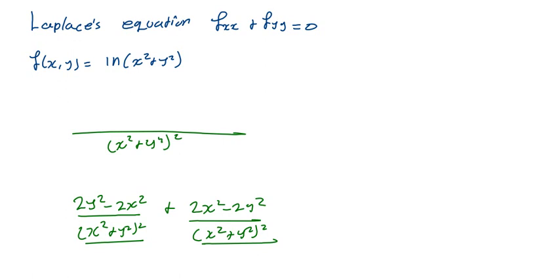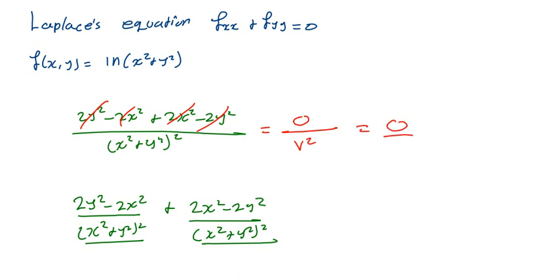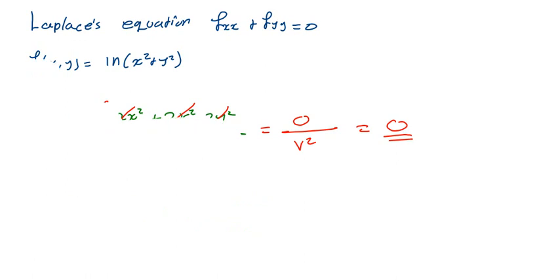Okay, on the numerator you have your 2y squared minus 2x squared plus 2x squared minus 2y squared, of which this and that go, that and that go. You have your 0 divided by your v squared, which is going to be what? A 0. So you have verified. We have verified together. Okay, let's try to look at another example.